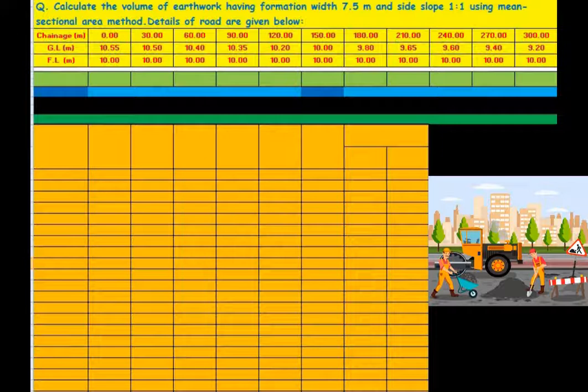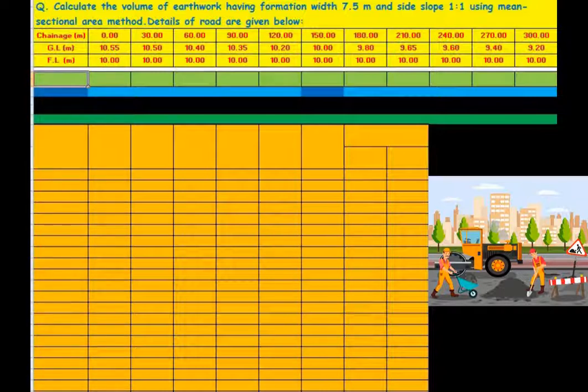Mean sectional area method: we need to calculate the volume of earthwork having formation width 7.5 meter and side slope 1:1 using the mean sectional area method. The details of the road are given below. The chainage in meter are 0, 30, 60, 90, 120, 150, 180, 210, 240, 270 and 300. The ground level and formation level at each station are also given.